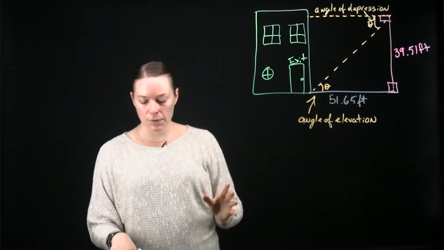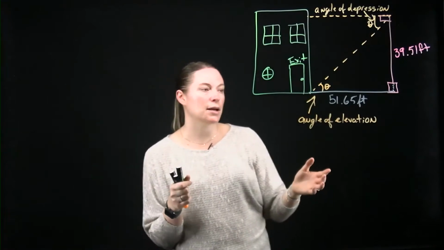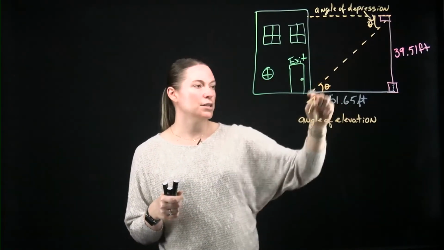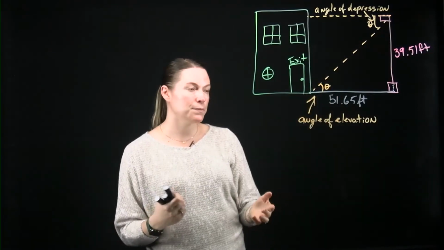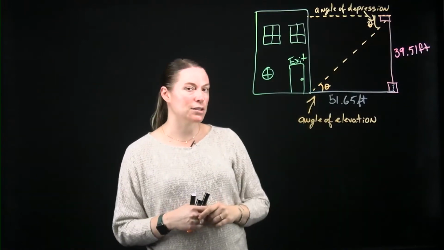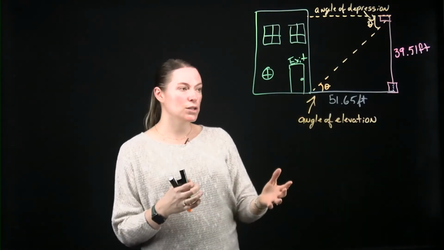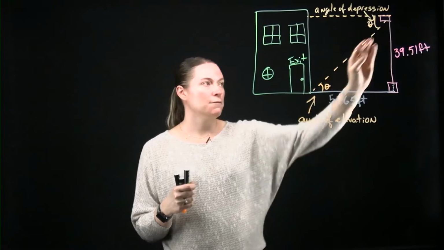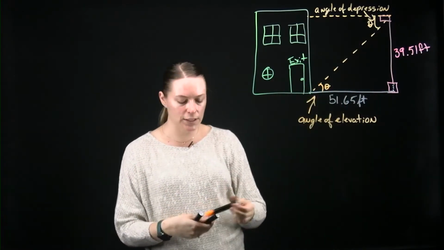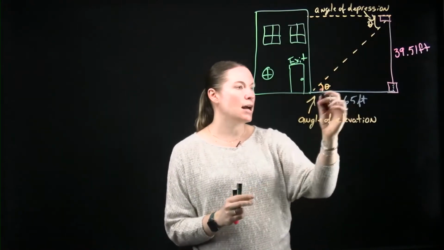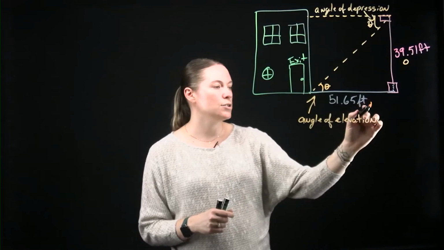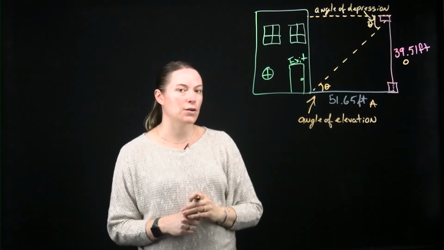Now, what's interesting about this is the way our problem is set up. You'll see our angle of elevation and our angle of depression are alternate interior angles. This means they're congruent. So if I find my angle of elevation, I'll also find my angle of depression at the same time. So in this situation, I want to identify what pieces of this triangle I already have. One of the first things I'm noticing is that I have the opposite side of my angle, but I also have the adjacent side length of my angle.